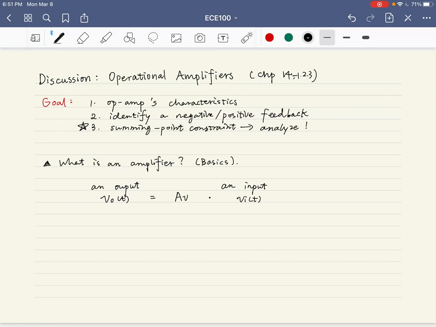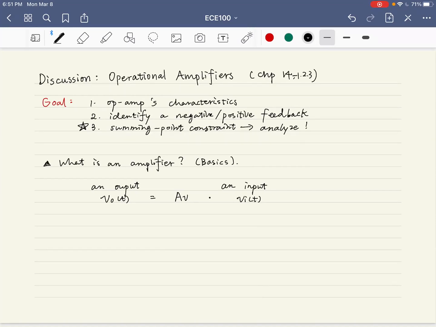After the discussion today, you'll be able to know the characteristics of an operational amplifier, and you'll be able to identify a negative or positive feedback. And most important, you can use the summing point constraints to analyze the circuits with an operational amplifier with a negative feedback. Okay, so before we go into any details, let's talk about the basic idea.